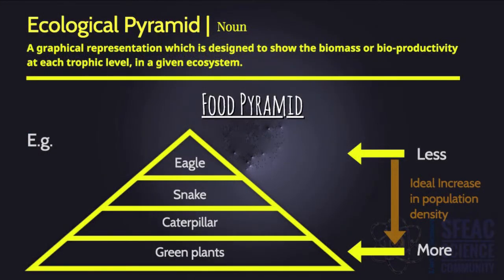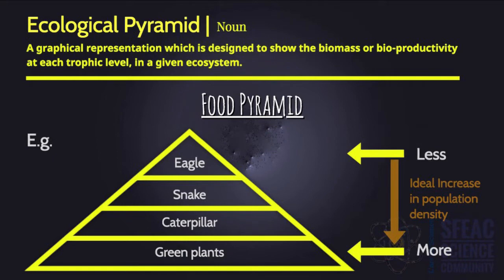An ecological pyramid is a graphical representation designed to show the biomass or bioproductivity of each trophic level in a given ecosystem. Our first pyramid is going to be a food pyramid. We have an example there with a food chain that contains green plants first as producers, the primary consumer is the caterpillar, the secondary consumer is the snake, and then the tertiary consumer is the eagle.